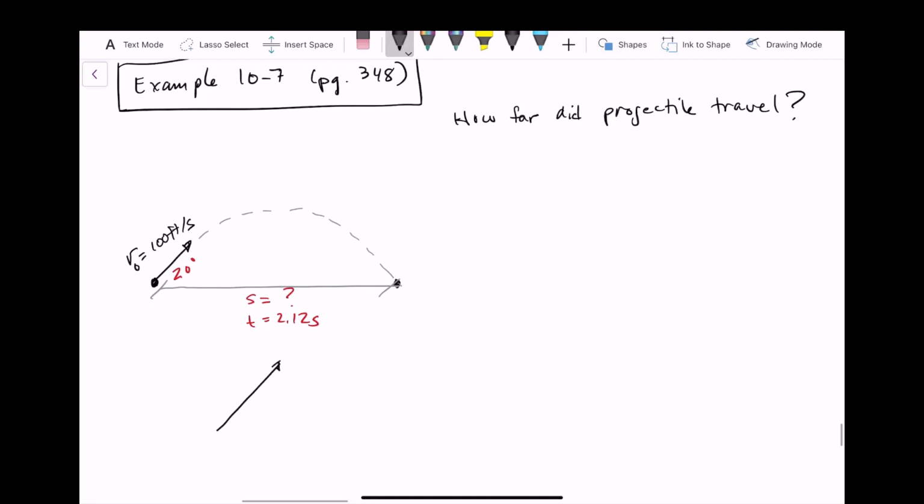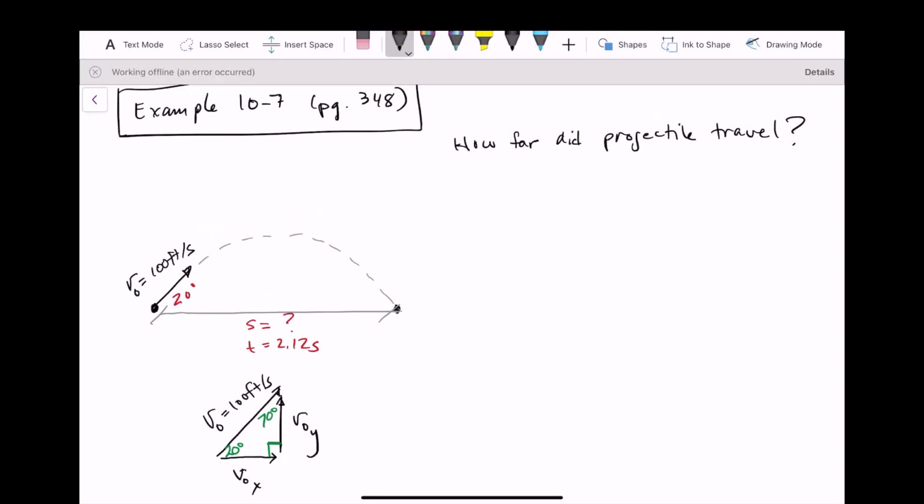So here is our v naught. V naught is equal to 100 feet per second. We know that it's going to have a v naught x value, and it will have a v naught y value. Within there, we know that this is a right angle triangle, and since this is 20 degrees in this corner, we know this must be 70 degrees up in that corner there.